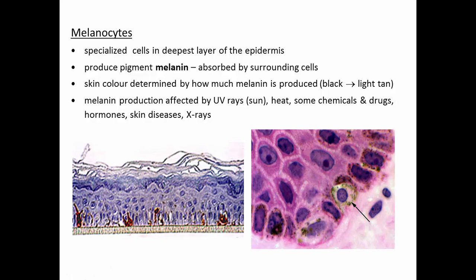So our skin color is determined by how much of this pigment is produced. If we produce a lot of this melanin, then our skin is very dark. And if we produce a small amount of this melanin, it's very light. If we don't produce any melanin, such as the case of albinism, then our skin would be very translucent, almost whitish with no color at all.